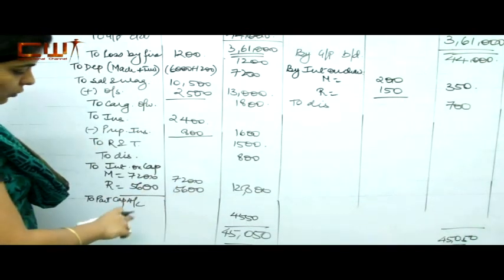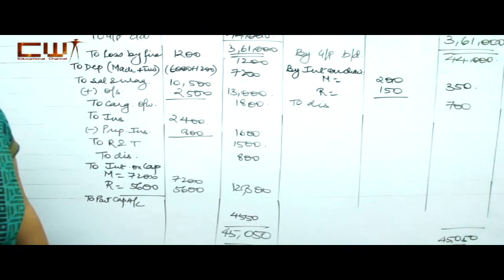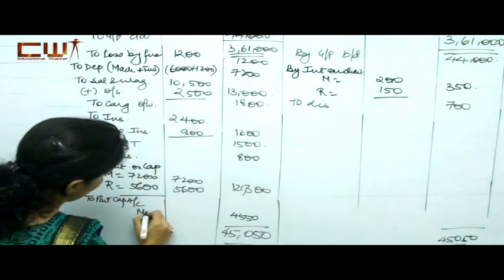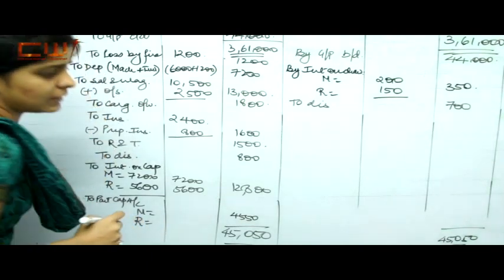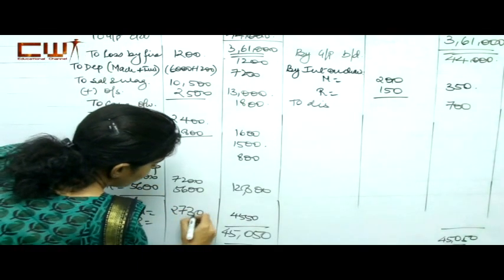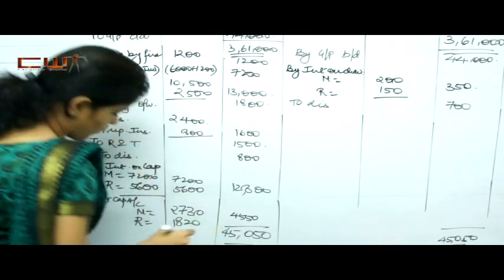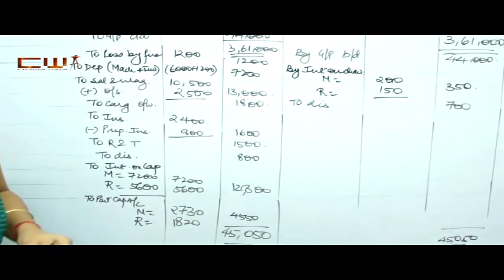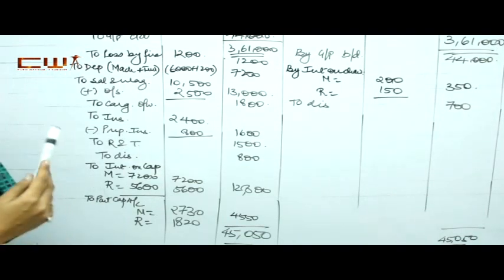So 4,550 will be divided in which ratio? 3:2, given in the question. That will be 2,730 for Mohan and 1,820 for Rohan. So this is how you will prepare your trading account and P&L account, right?